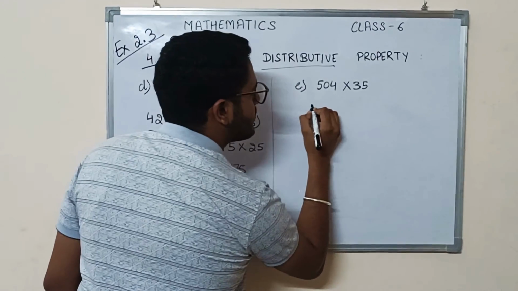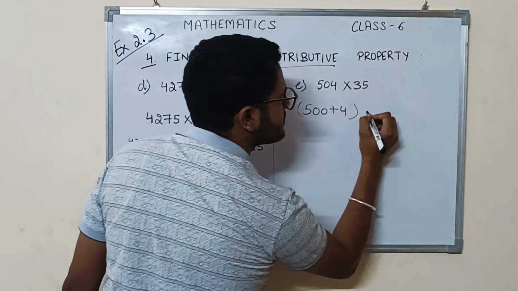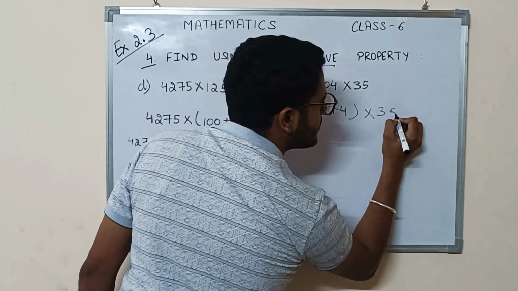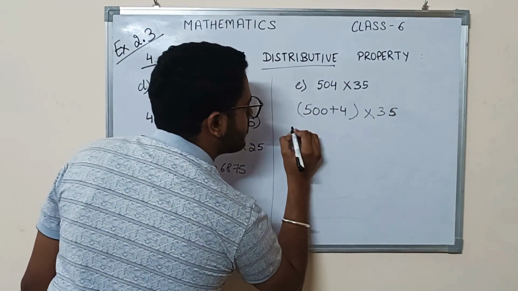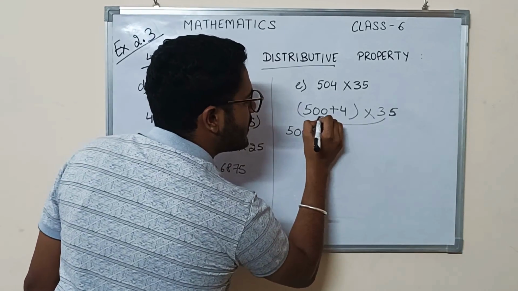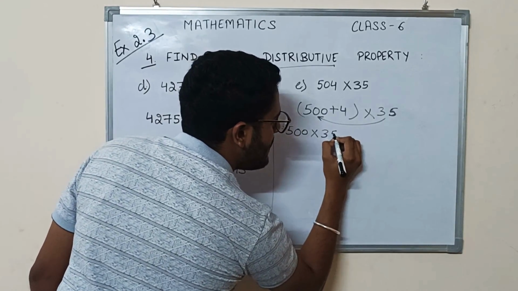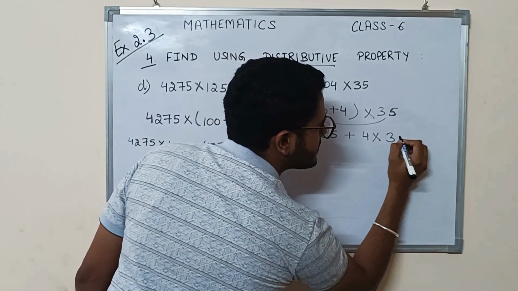Now 504 can be written as 500 plus 4, multiplied by 35. Now let's use the distributive property: 500 multiplied by 35, plus 4 multiplied by 35.